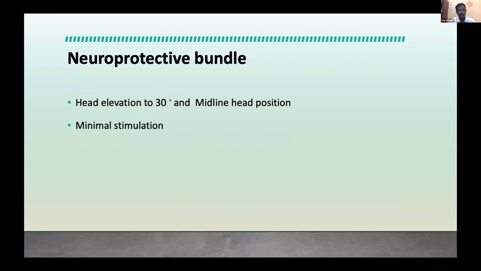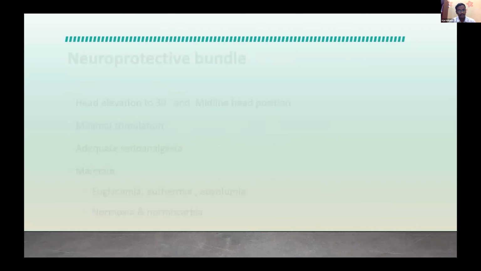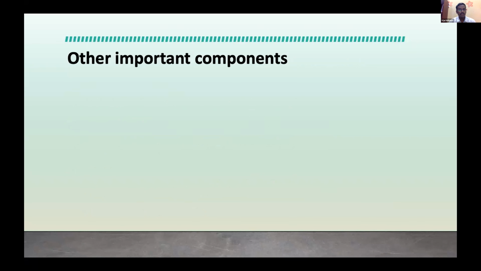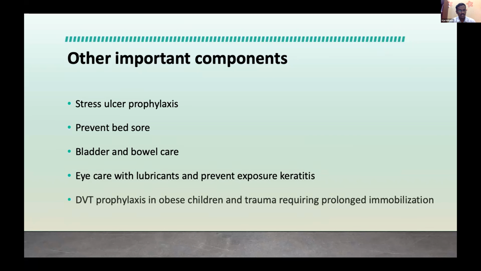The neuroprotective bundle, which is commonly suggested, includes simple steps like head end elevation to 30°, midline position, minimal stimulation, adequate analgesia, use lidocaine before any painful procedure or suctioning. Try to maintain a normal state, that is euglycemia, euthermia, avoid fever, euvolemia, normoxemia, and normocarbia. Other important components which we can try to manage in our setting are stress ulcer prophylaxis, prevent bed sores, give good bladder and bowel care, eye care with lubricants to prevent exposure keratitis, and DVT prophylaxis, especially in obese children and those with traumatic injury who require prolonged immobilization.